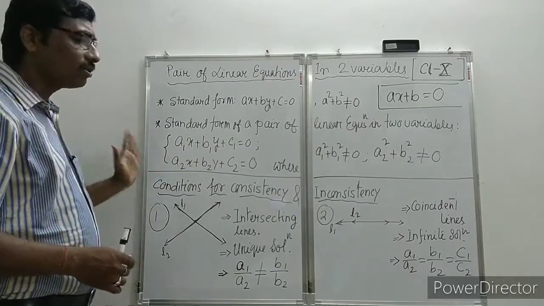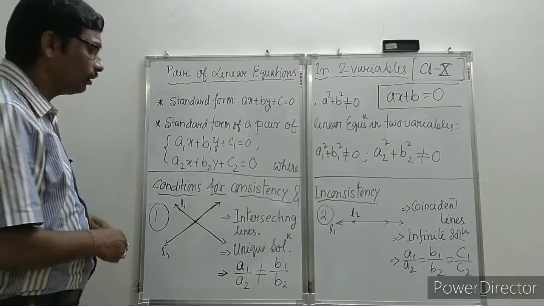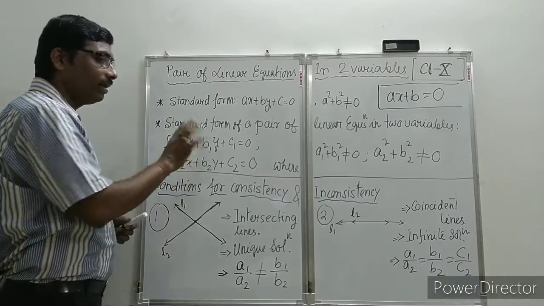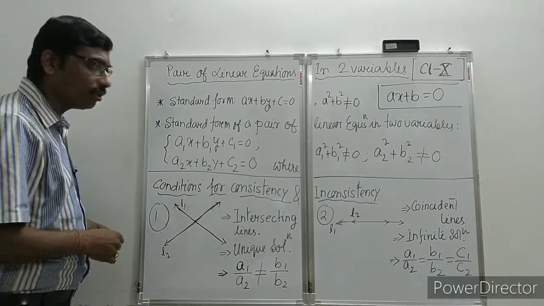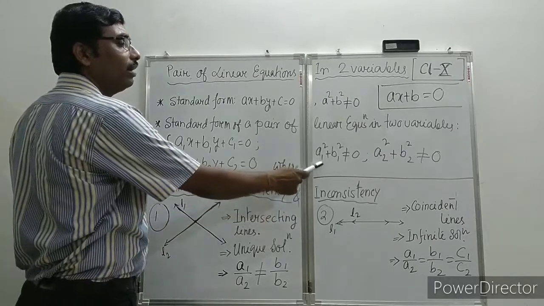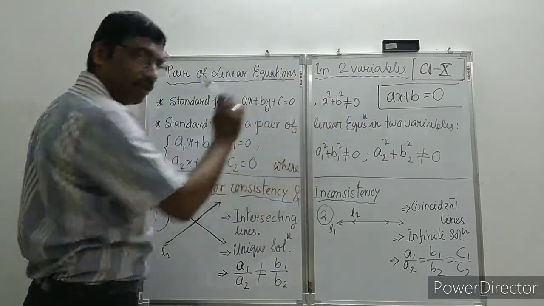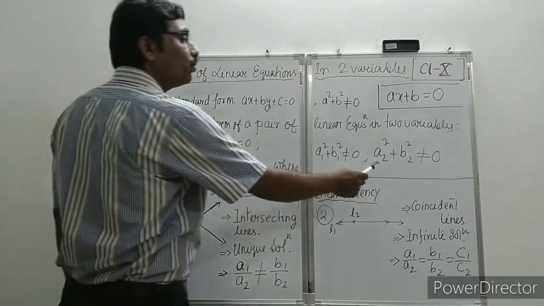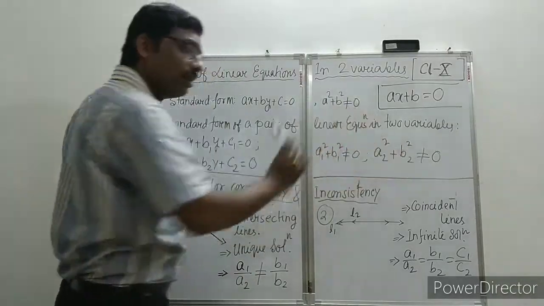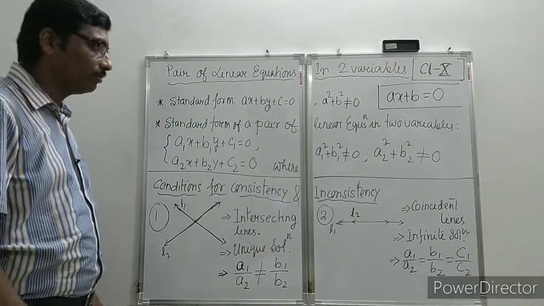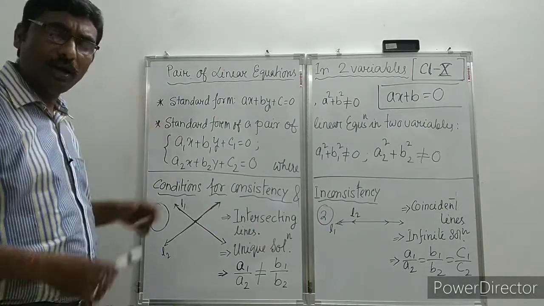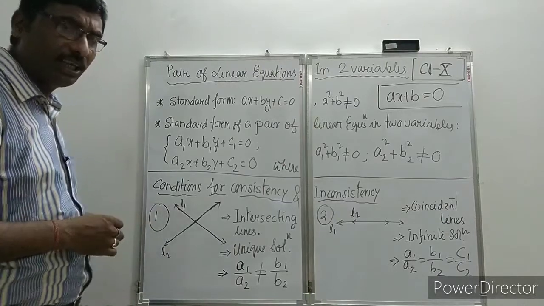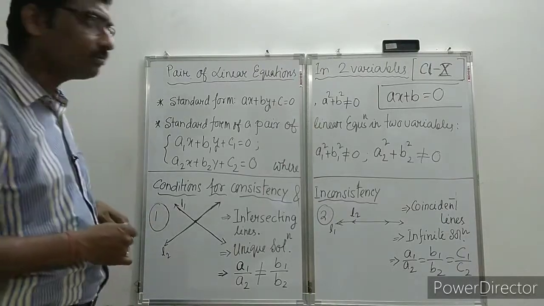Here also the same condition is required. In the first equation, a1 and b1 simultaneously cannot be 0, that's why a1 squared plus b1 squared not equal to 0. And for the second equation, a2 squared plus b2 squared not equal to 0. So this is the first part: we have to know the standard form of a linear equation in two variables.